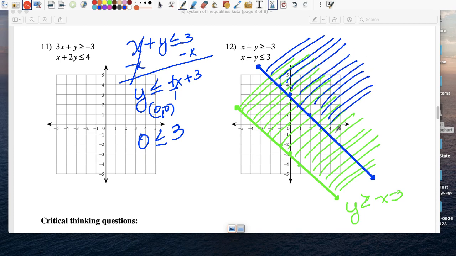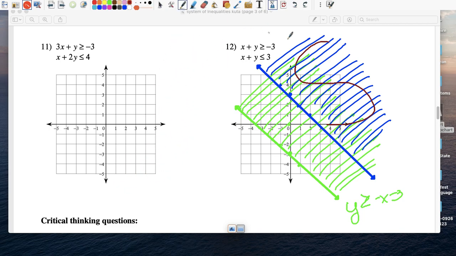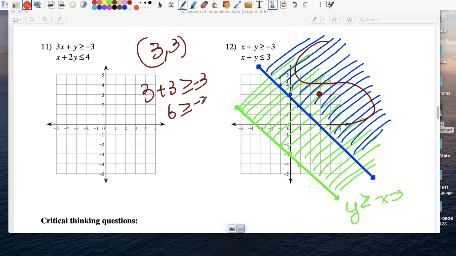Right? So notice that our solution is going to be, and I'll put it in red, this side here. Any point there satisfies both inequalities. So let's pick a point that's there. Let's pick this point right here. I guess you can see it. What is that? 3 and 3. First inequality, we get 3 plus 3 greater than negative 3, so that's so true. Second inequality, we get 3 plus 3. Uh-oh, what did I do wrong? I did something wrong. Hang on.